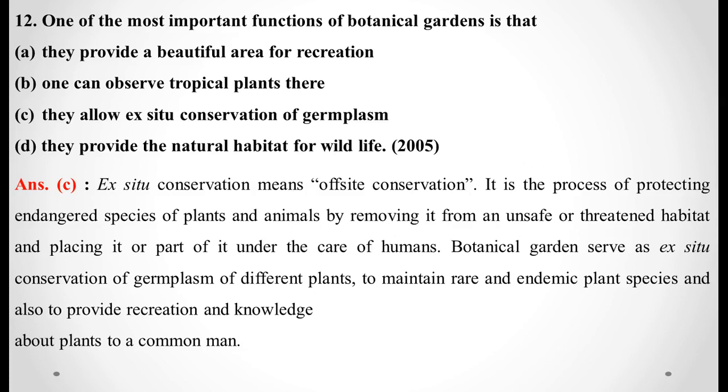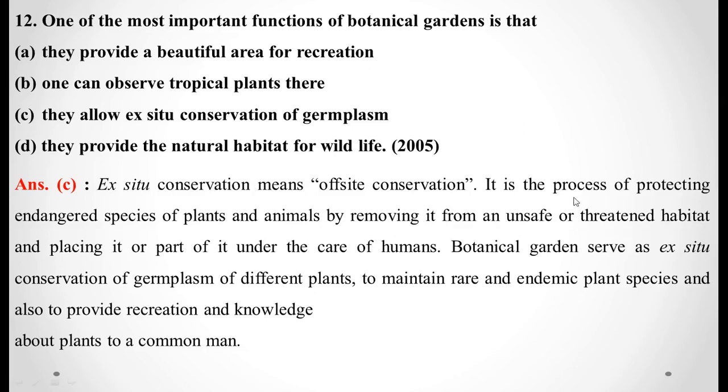Botanical gardens serve as ex situ conservation of germplasm of different plants to maintain rare and endemic plant species and also to provide recreation and knowledge about the plants to the common man. So move to the next question, that is question number 13.